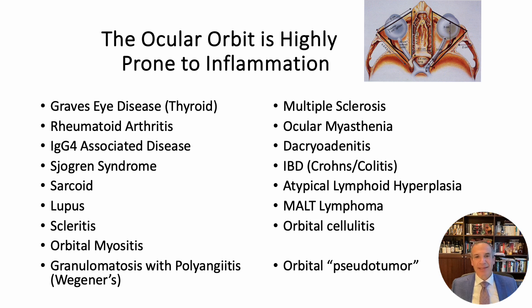And then finally, orbital inflammation can be so robust that it creates what appears to be a tumor, a mass, but when you biopsy it, it is strictly inflammatory cells, an inflammatory response so robust that it coalesces into a tumor-like state. And so, why is the orbit so prone to inflammation that no matter what inflammatory condition can occur in the body, it can have a manifestation in the orbit?